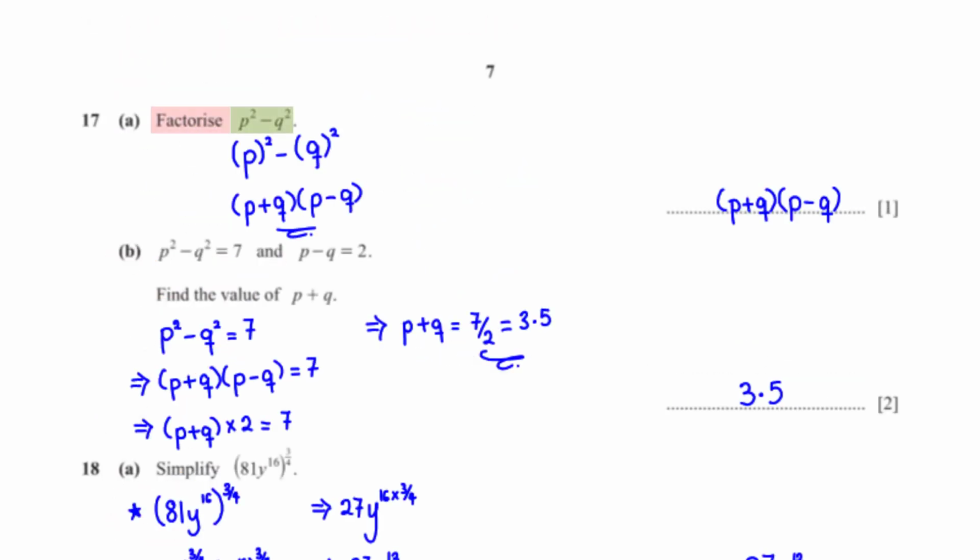Factorize p squared minus q squared. And so this is a difference of two squares, and by applying the factorization technique for a difference of two squares, we end up having p plus q times p minus q.